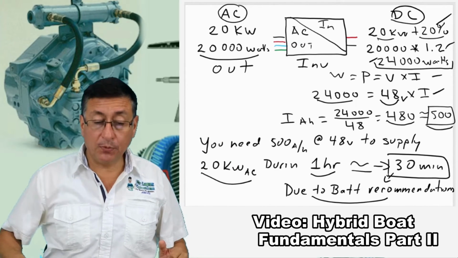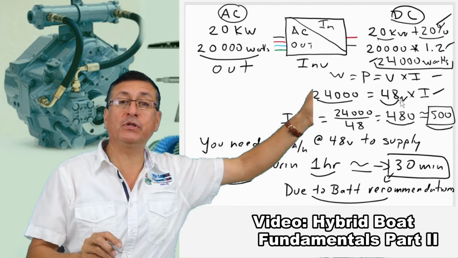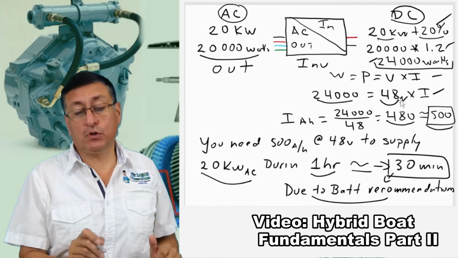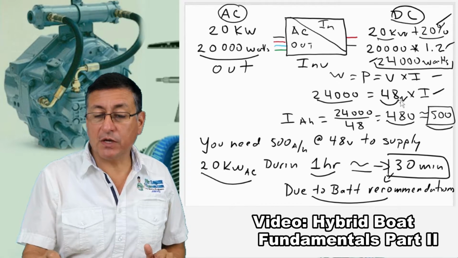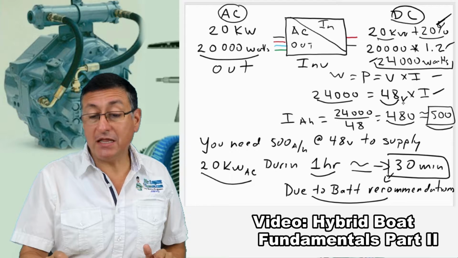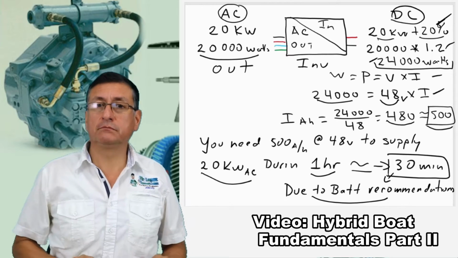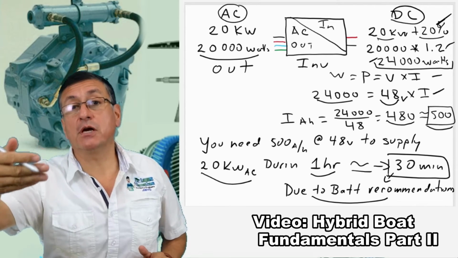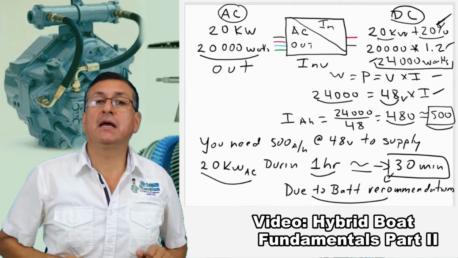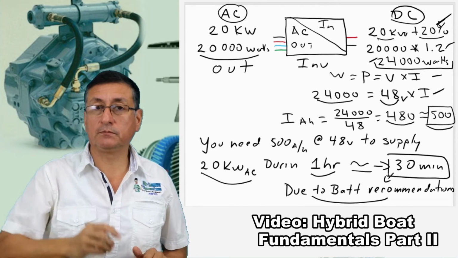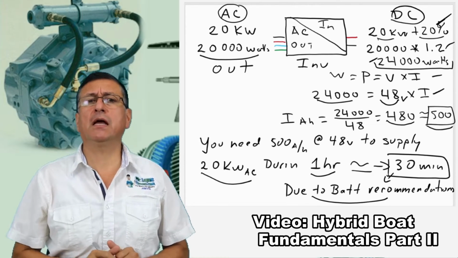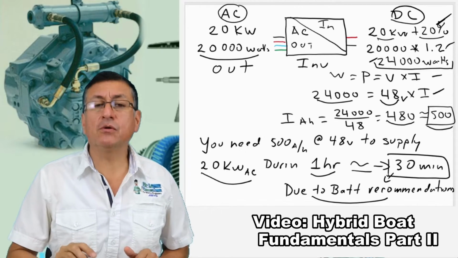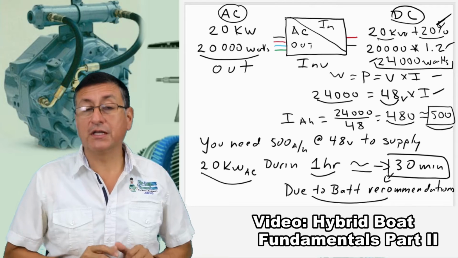I wanted in the output AC 20,000 watts. Okay, I need in the input 20 kilowatts plus 20%. I need 20,000 times 1.2. When I want to add, I multiply times 1 point something. If I need to add 20%, I multiply times 1.2. If I need to add 40%, I multiply times 1.4. Alright, in this particular case, 20,000 times 1.2 is 24,000 watts.